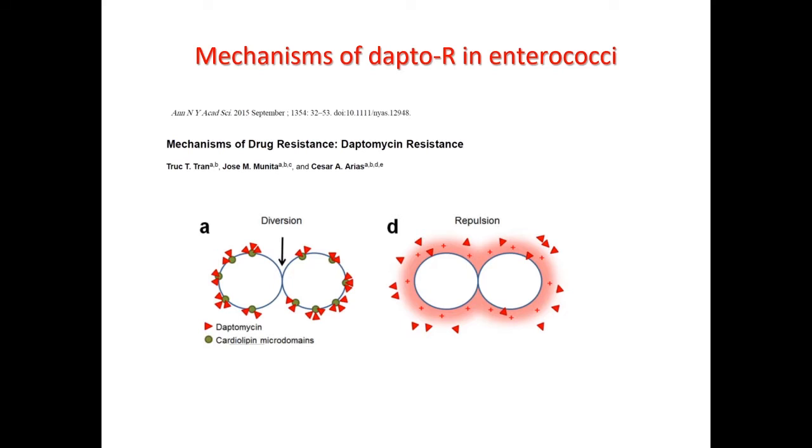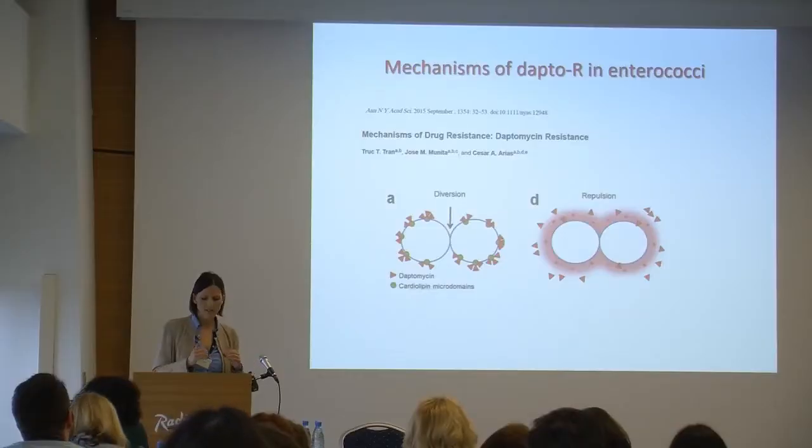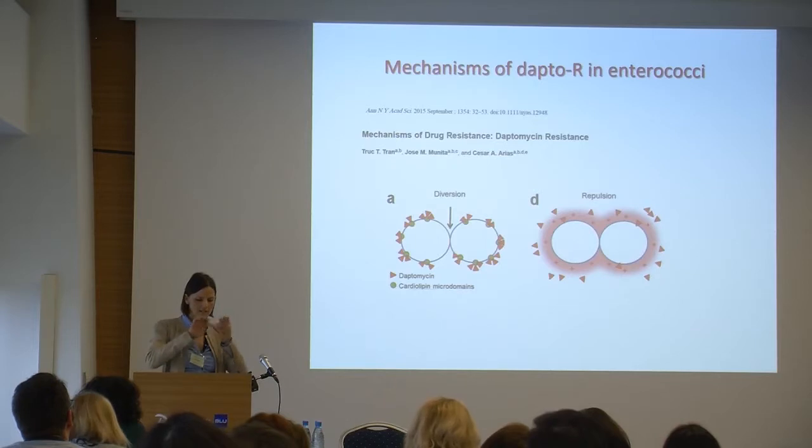Now, what are the mechanisms of daptomycin resistance in Enterococci? Similar, but not totally the same as in Staph aureus. So one mechanism preferentially seen in Enterococcus faecium is the diversion mechanism. This is a mechanism where the enterococci divert the daptomycin away.